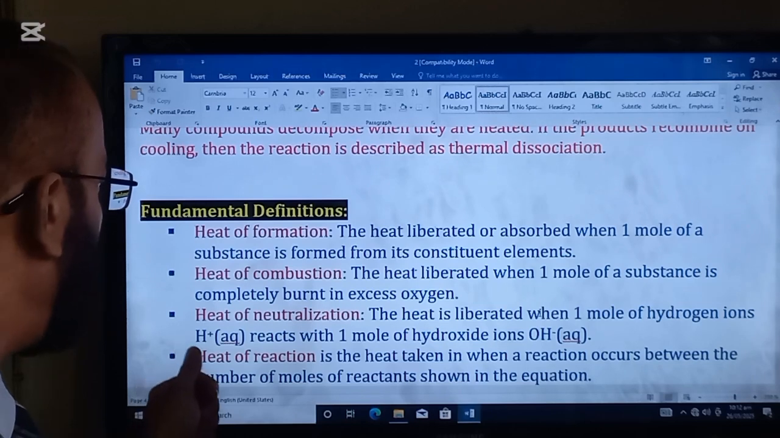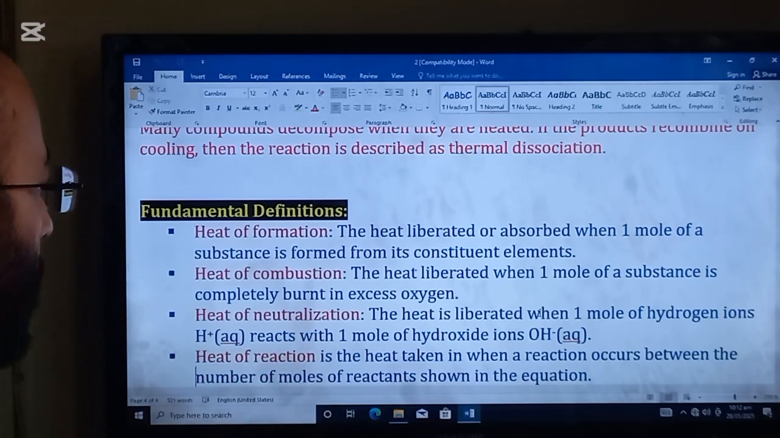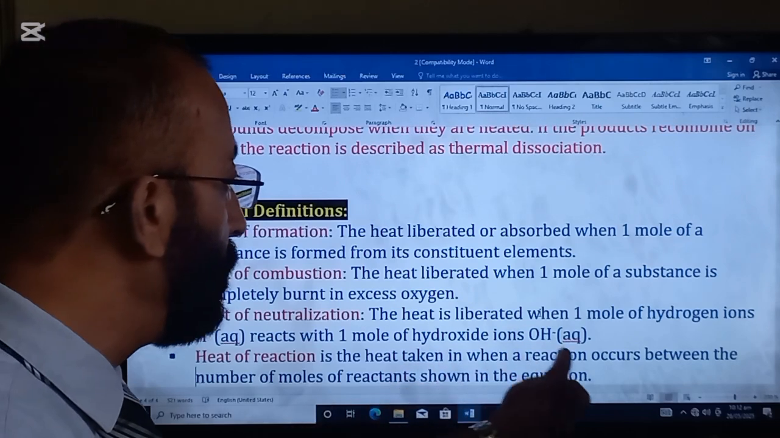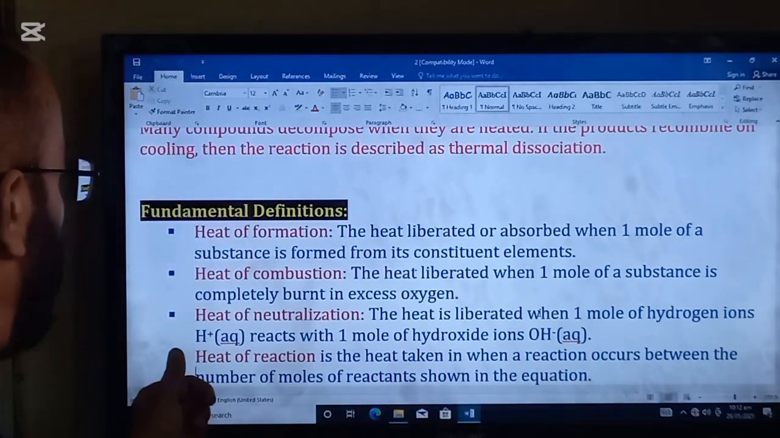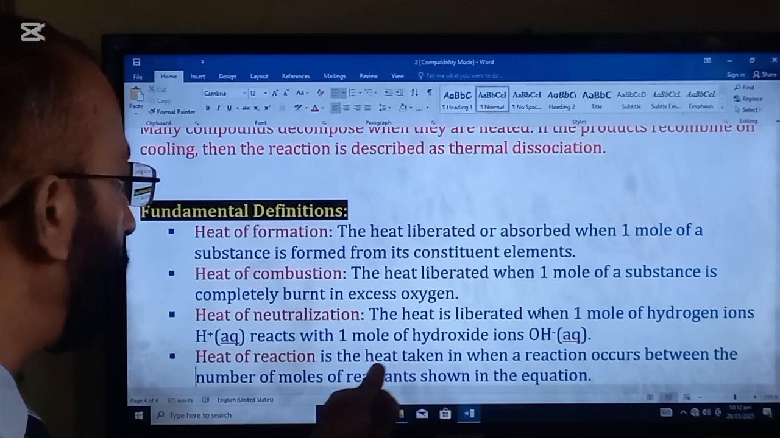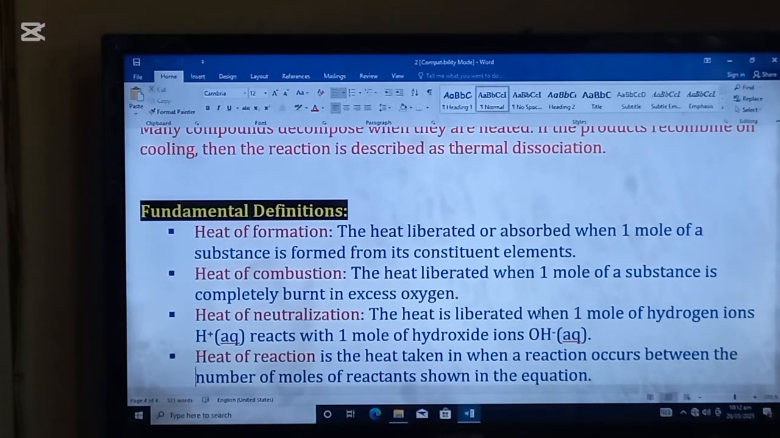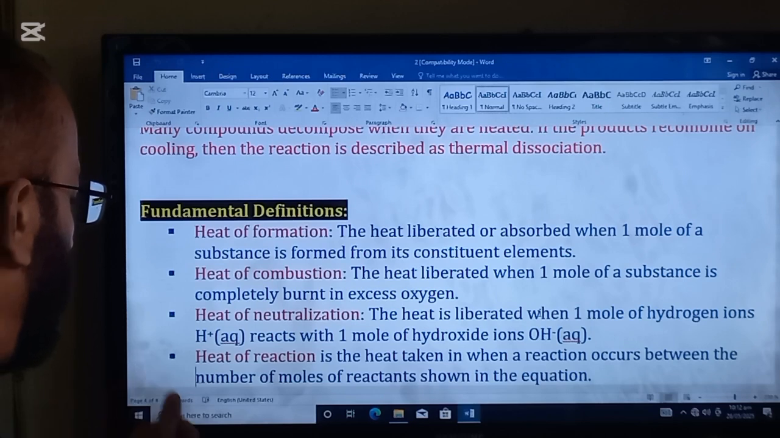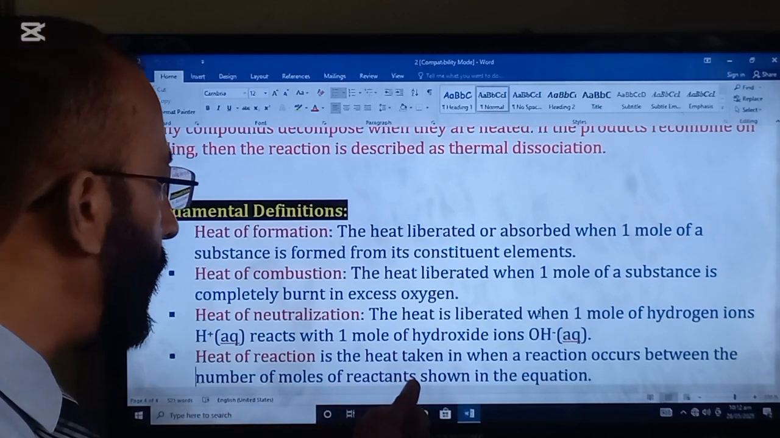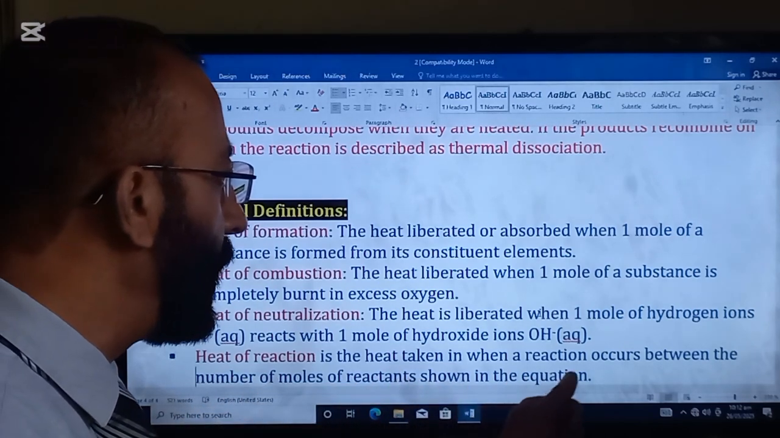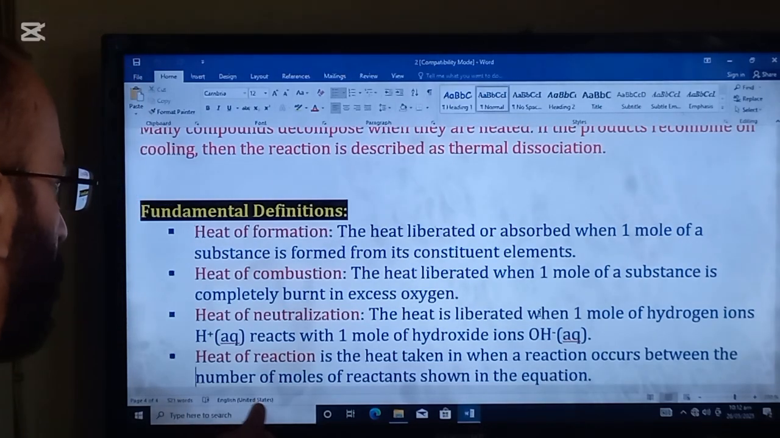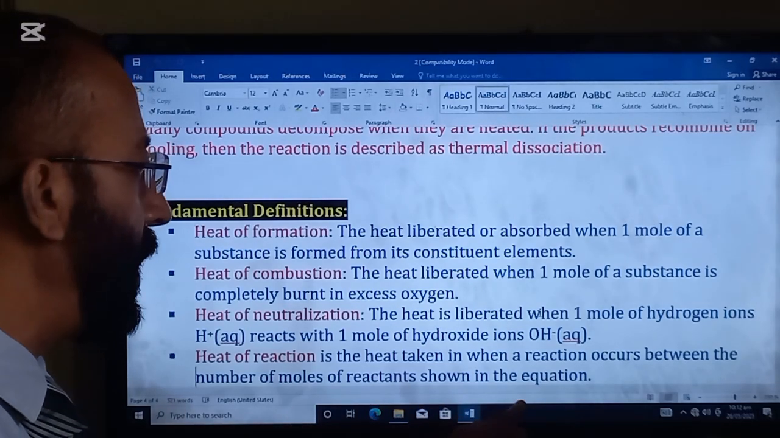Next definition is of heat of neutralization. The heat liberated when 1 mole of hydrogen ions, H plus, reacts with 1 mole of hydroxide ions, OH negative. And the last definition, heat of reaction, is the heat taken in when a reaction occurs between the number of moles of the reactants shown in the equation.